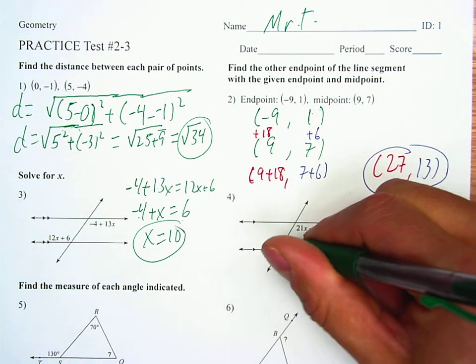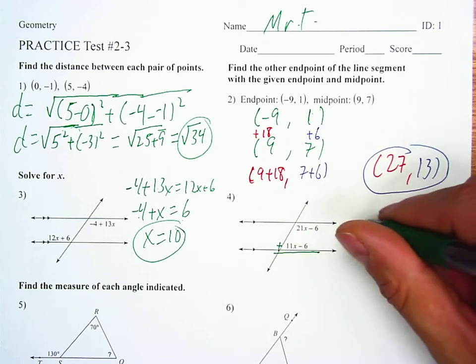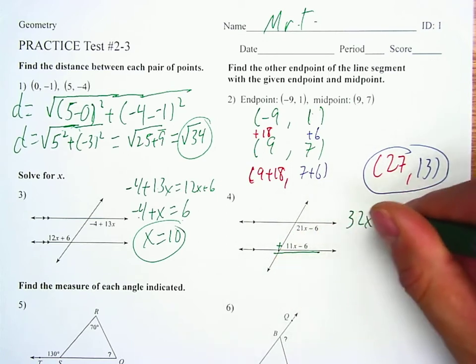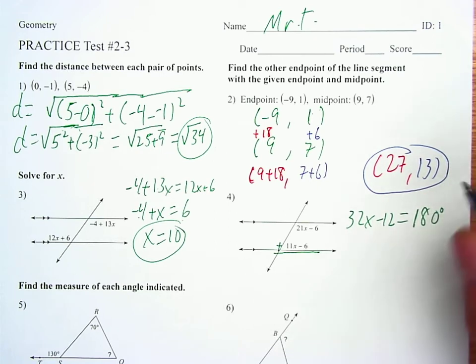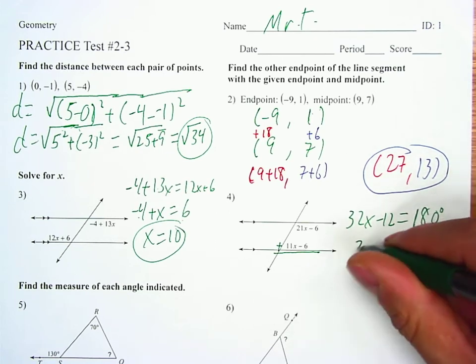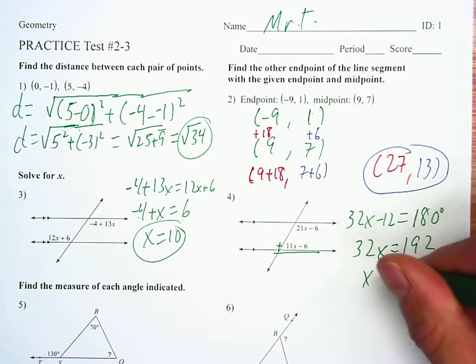Question 4. Consecutive interior angles are supplementary, so I'll add these up. That will make 32x minus 12, and I'll set that equal to 180. 12 plus 180 is 192. And 32 divided into 192 is 12.